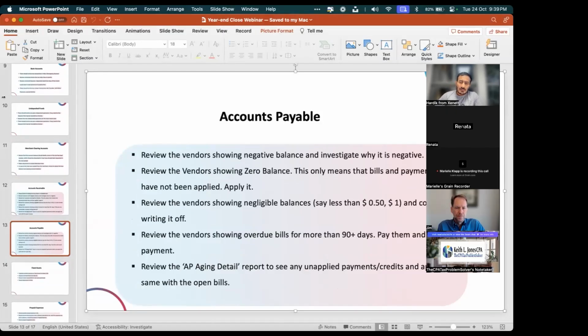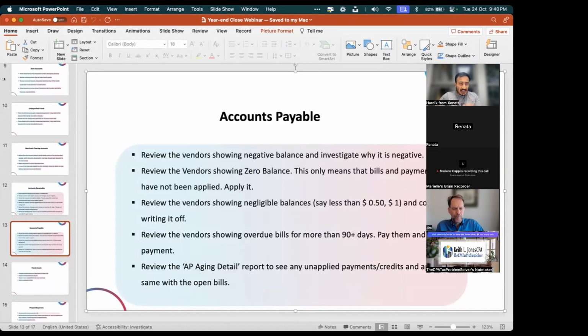All right, so let's talk about accounts receivable and accounts payable. The whole purpose of reviewing accounts payable and accounts receivable is to make sure that whatever balance is shown by customers or vendors is legitimate and genuine, right? Meaning whatever is there, it's truly receivable or it's truly payable.